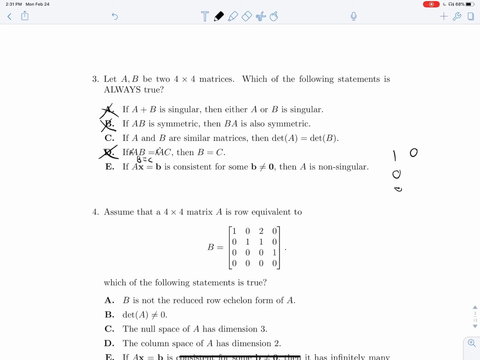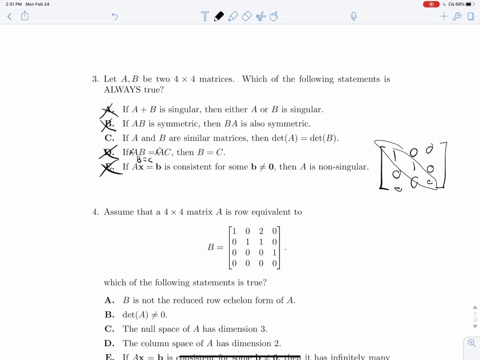In fact, we can set one up here that takes in 3D space and outputs a line. That's what this transformation would do right here. But it's important to note this is consistent for some B's, just not consistent for all B's. But this matrix is in fact singular, and you can see that just by multiplying the elements on the diagonal, because we are in an upper triangular form. So E is incorrect. That leaves us with C.